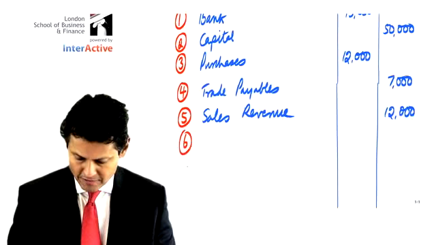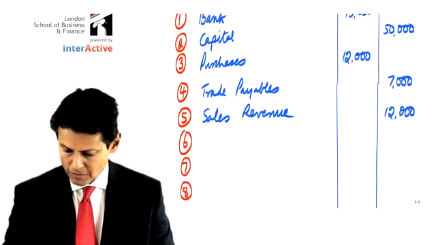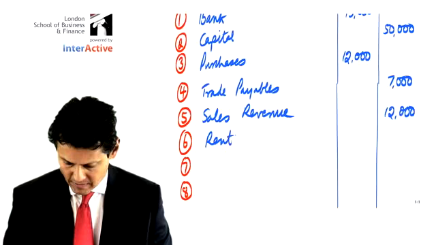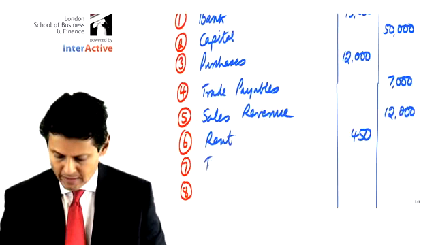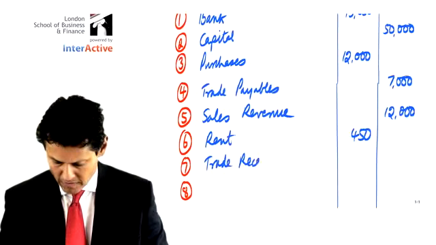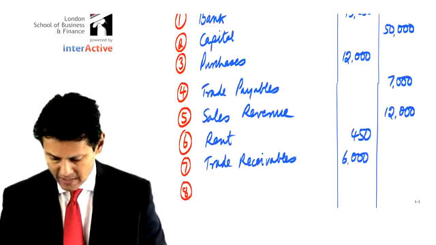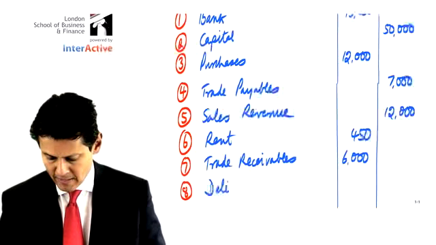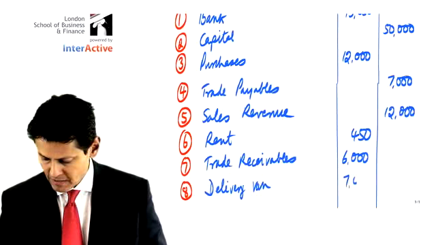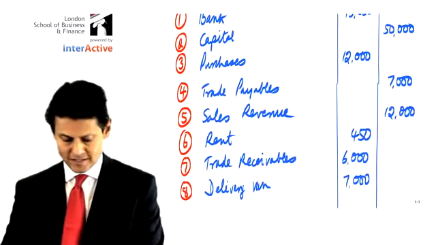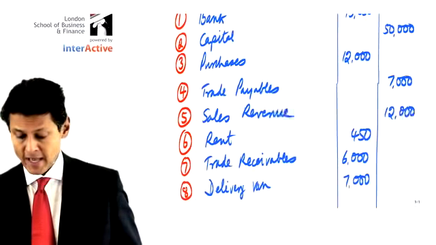The sixth account, rent, seventh and eighth. So, rent is the sixth. From that account you have 450 on the debit side. Trade receivables, being an asset, will be on the debit side, 6,000, and delivery van, an asset on the debit side of 7,000. Quick check, have we got 8 accounts? Have we got all those accounts represented in here?